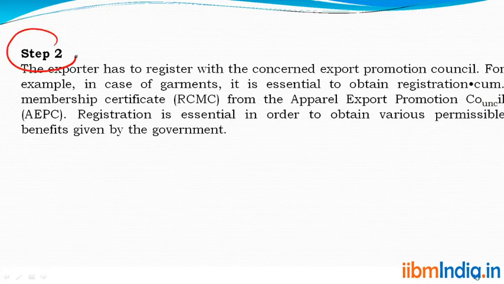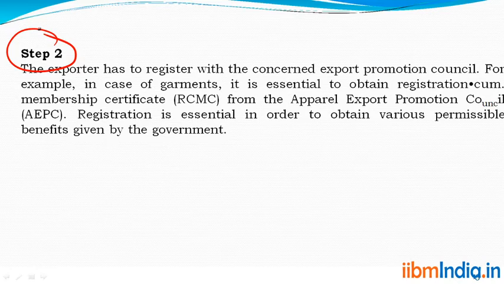Step 2, what is all about this step 2? The exporter has to register with the concerned export promotion council. I have already told you: for textile, we have one council; for apparel, we have a different one; for cashews, we have a different one; for automobile, we have a different one; for petroleum products, we have a different EPC.